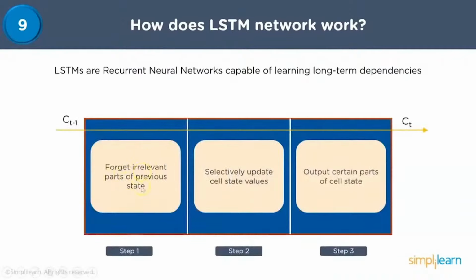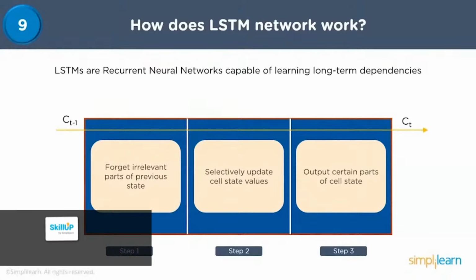In the first step, we use the forget gate that decides what information should be thrown away or kept. The information from the previous hidden state and the information from the current input is passed through the sigmoid function. Values come out between 0 and 1. So if the value is closer to 0, it means you need to forget that information, and if the value is closer to 1, it means you need to keep that information.